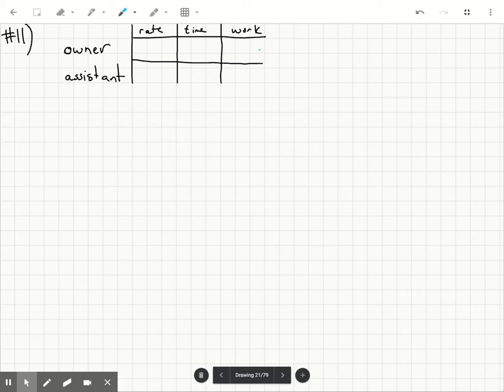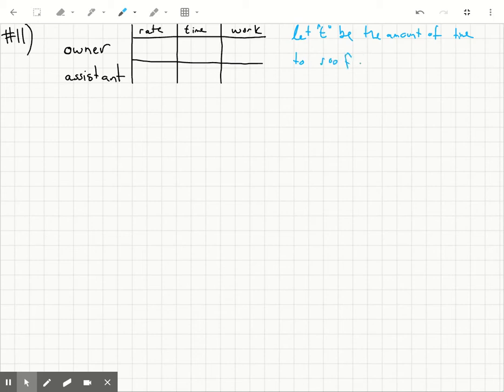And so, well, we're given, what are we trying to find out, I guess? The amount of time that's going to take them together. So let's say let T be the amount of time to roof one roof together.